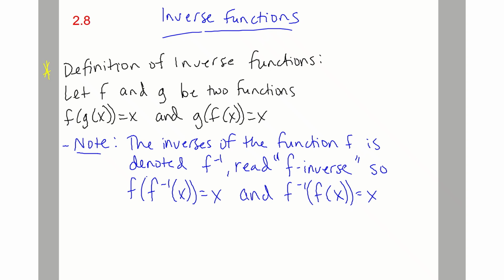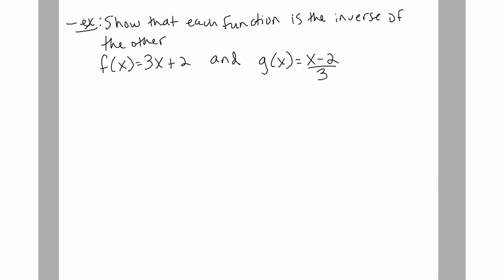All right, so let's look at a couple of examples so we can piece this together. And we'll start off with showing that each function is the inverse of the other. So we start with f of x and g of x. Remember that in order for them to be inverses, we should get f of g of x, and it should give us x, right? We should also do g of f of x, and it should also give us x, all right?